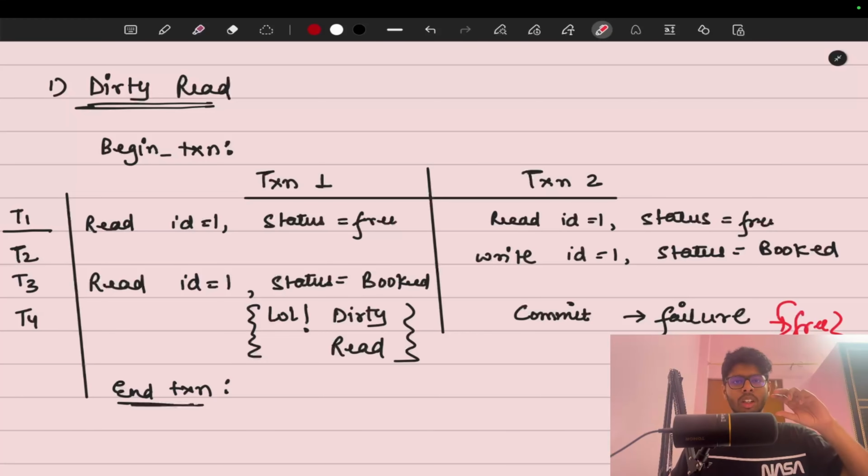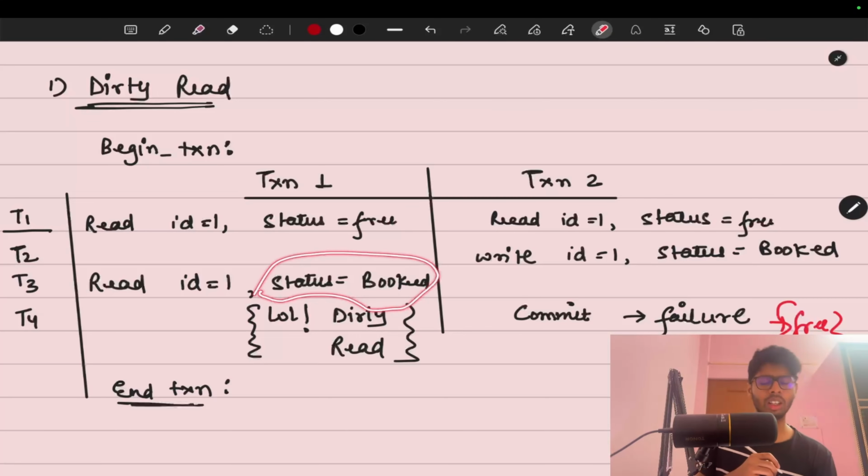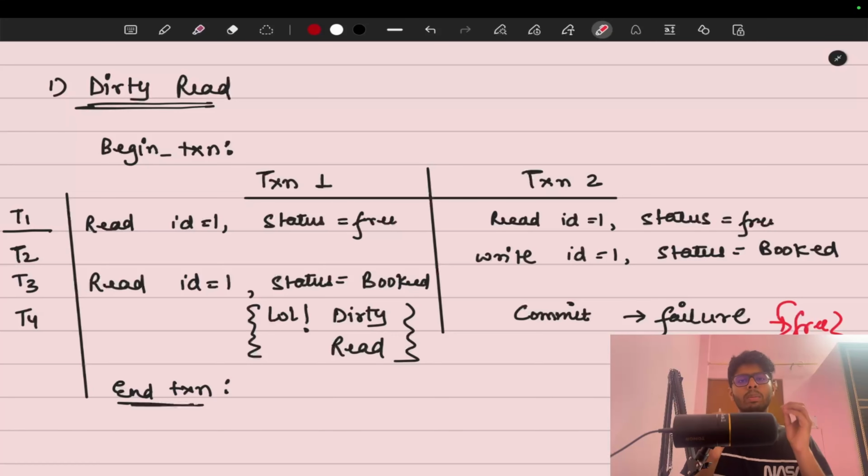The whole transaction T2 will roll back, as we have studied in our transaction video. So we'll again reach the state of free, but transaction T1 has read the status as booked, and that is not correct, because transaction T1 is reading the data as booked while transaction T2 went back to status equals free. This is not a good scenario because transaction T1 is in a booked state, which is not possible. So we reach the problem of dirty read. This is the dirty read problem.